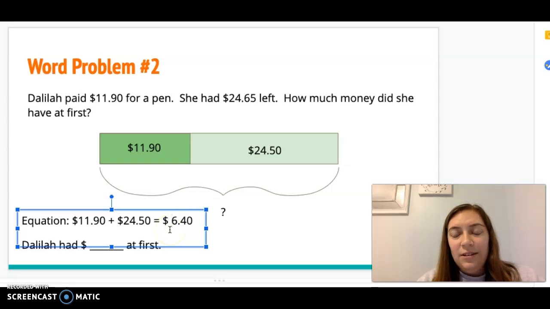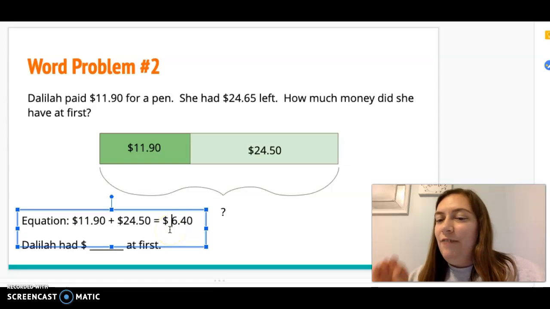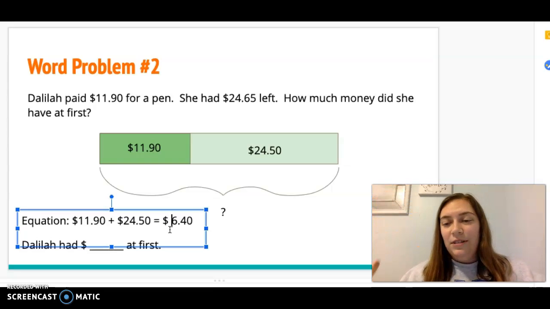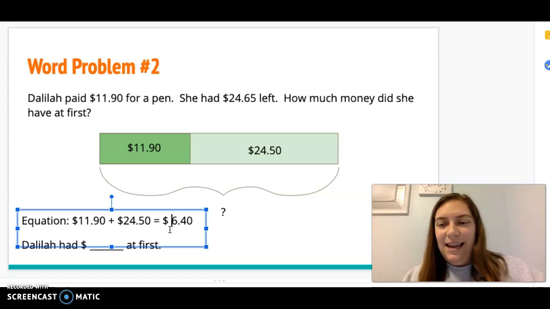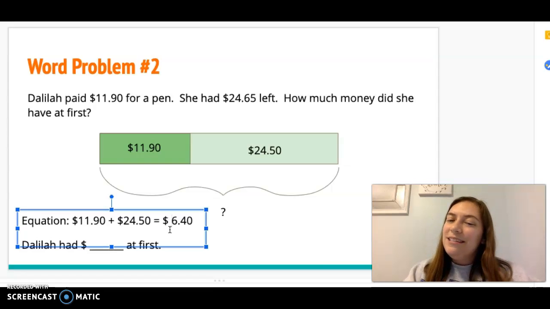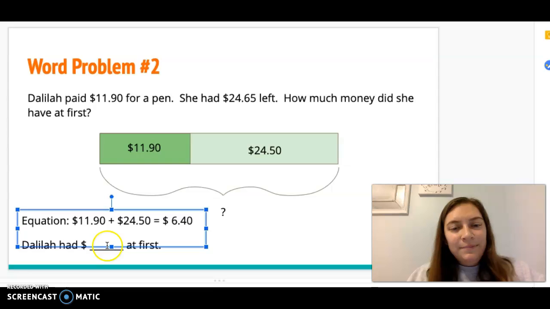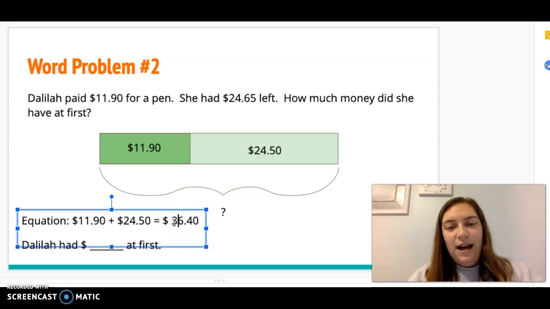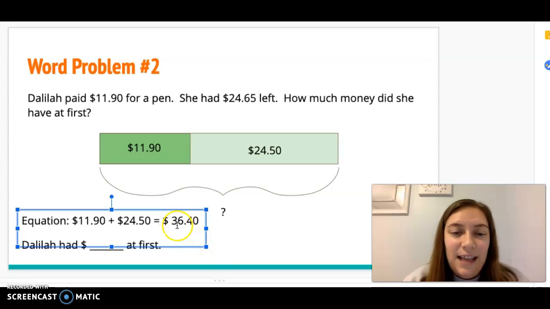You can be doing this on your paper too. You can always have paper on the side that you can be lining these up and adding with me. I'm just doing it in my head because I can't show you my screen and paper at the same time. I wish I could. So I get 6, and then I have 1 plus 2 gives me 3. So you should have gotten $36.40.